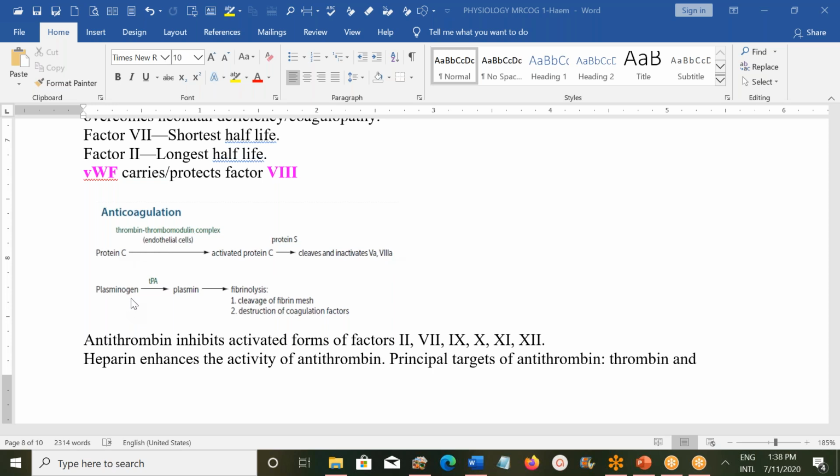Now the plasminogen is present. So what will happen in the presence of tissue plasminogen activator? It will form plasmin, and plasmin is an eater of the blood clot. So it will cause fibrinolysis.